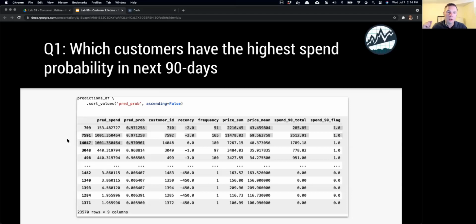Question number one is, which customers have the highest spend probability in the next 90 days? We're going to be utilizing our predictions. We're going to create this table here, and each row has a customer ID, and we can sort it. You can see I'm using sort values here on the column predict probability. And this gives the highest probability of purchase in the next 90 days. So we're going to be able to answer that question right off the bat for our business.